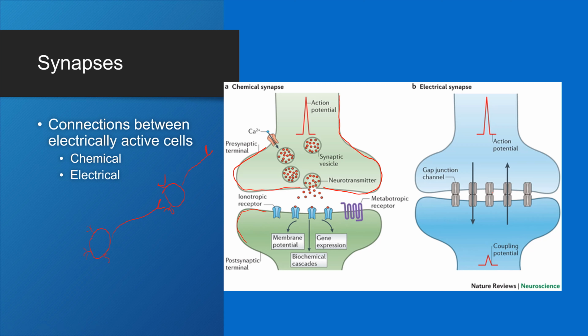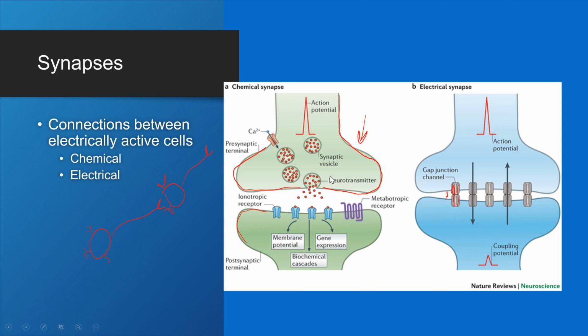Or we can have a gap over here that is actually connected by special channels, but still, there is a gap in between. Now, depending on how we transmit signals within this gap, on what's going on inside this gap, we have either a chemical synapse or an electrical synapse. Chemical synapses are most common. Most synapses are chemical synapses.